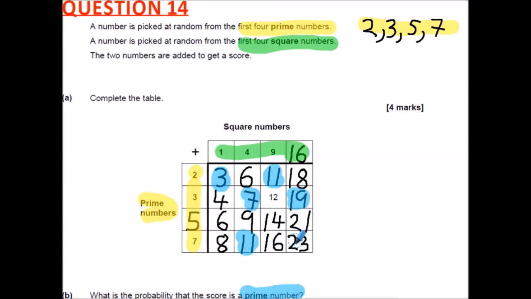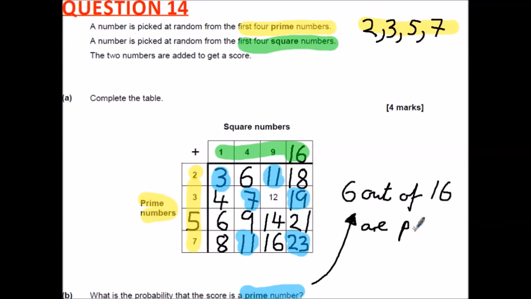16 isn't. Finally, 23 is a prime number. And so from looking at the table, have a look how many of these are prime numbers. We've got 1, 2, 3, 4, 5, 6. And so 6 out of 16 are prime combinations. So 6 out of 16 are prime.